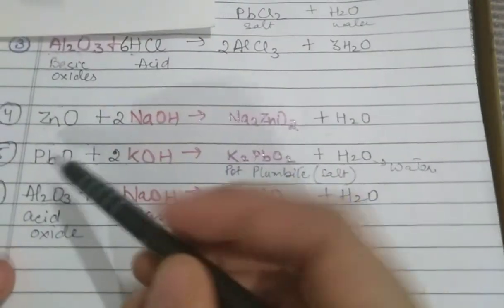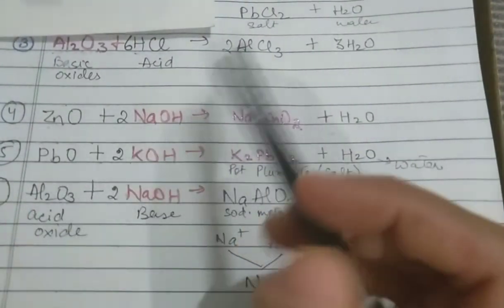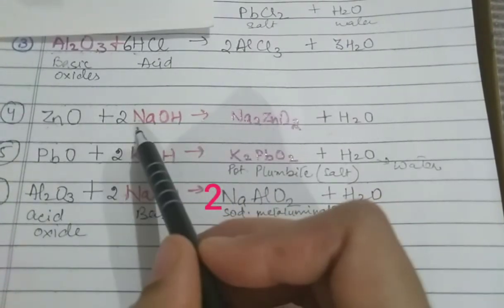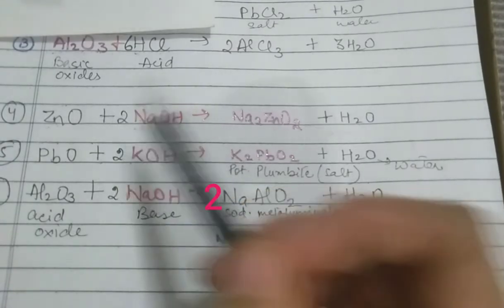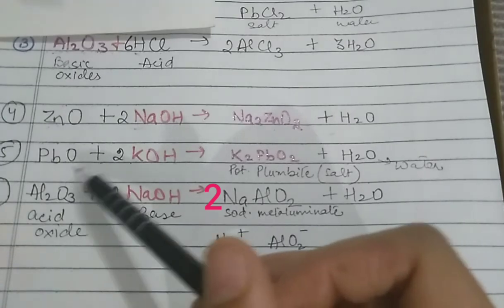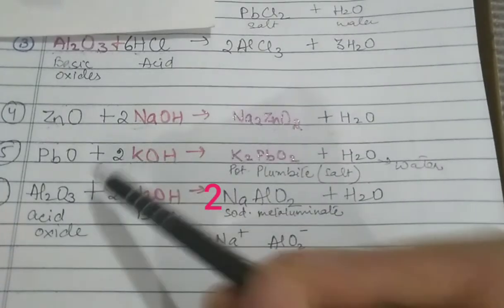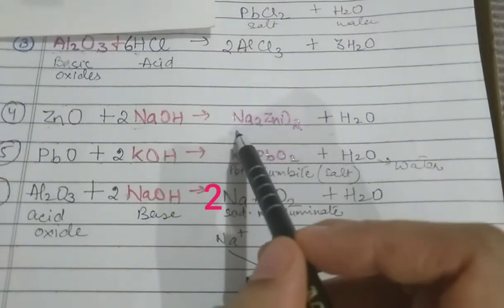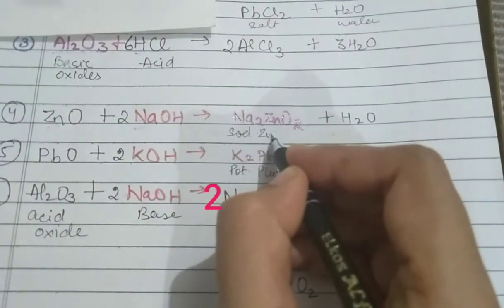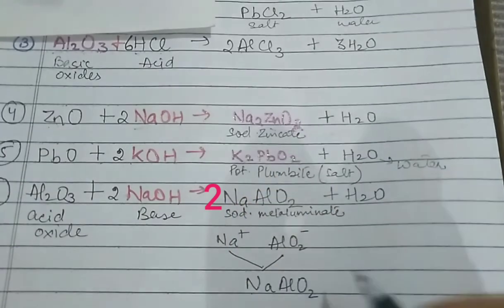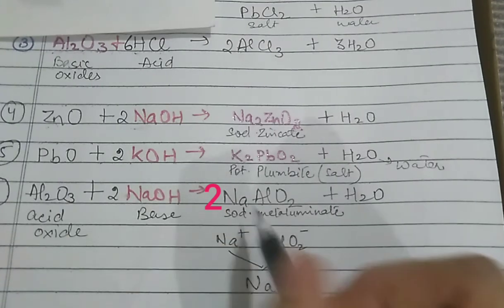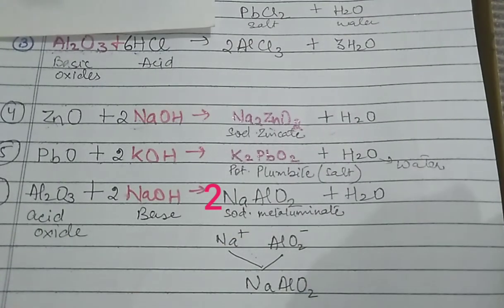Alright, so remember these 3 reactions, they are slightly different from the other 3 reactions. Here the sodium Na+ will react with the zincate ion. Here the potassium ion will react with the plumbite ion. It will form sodium zincate and water, it will form potassium plumbite and water, and it will form sodium meta-aluminate and water.